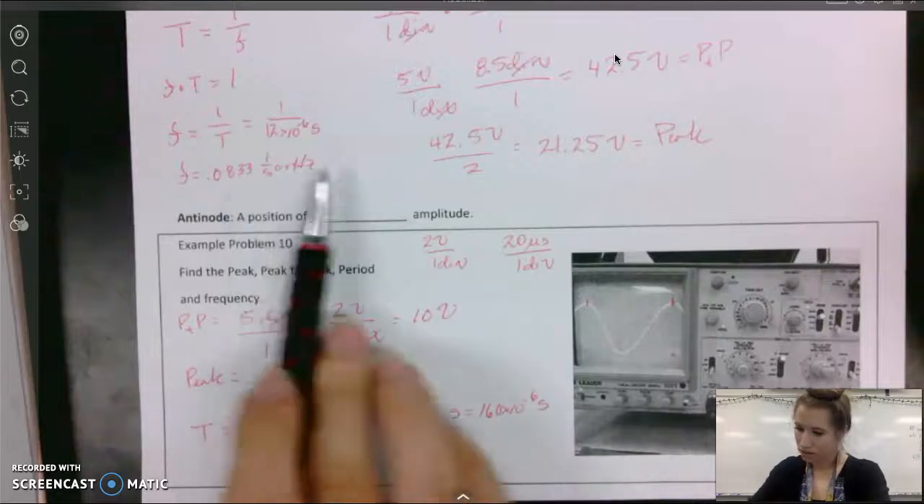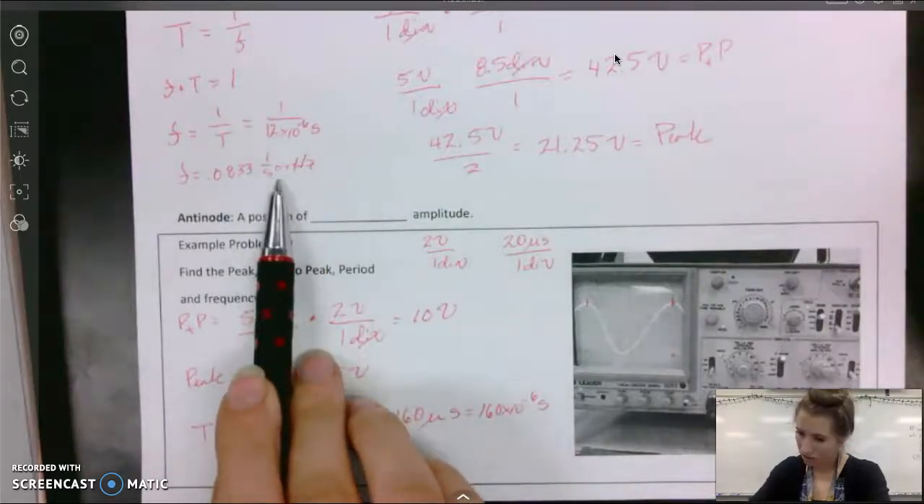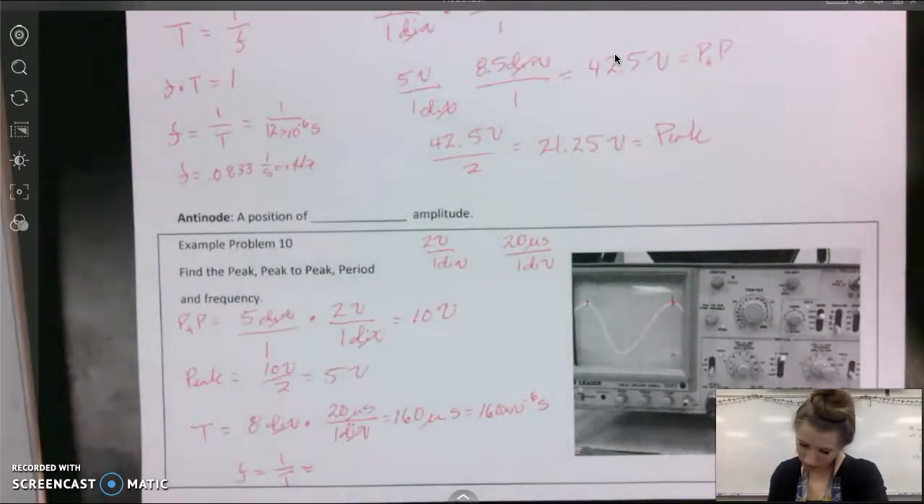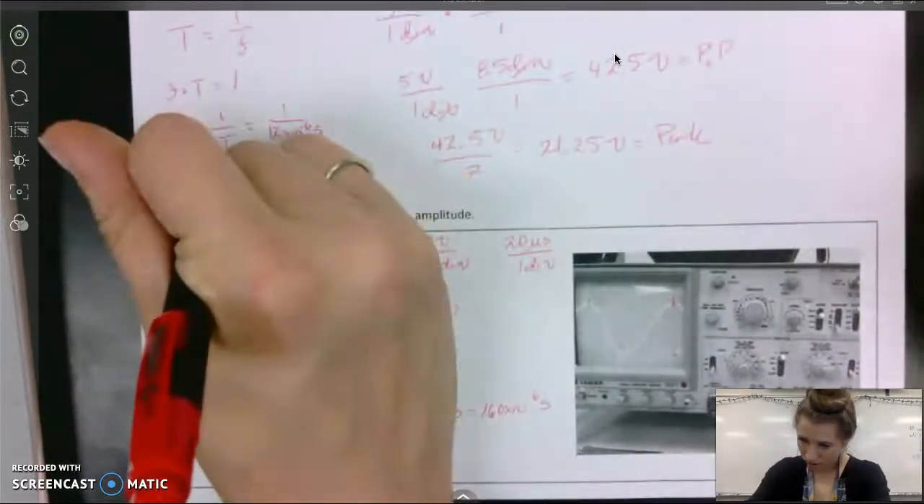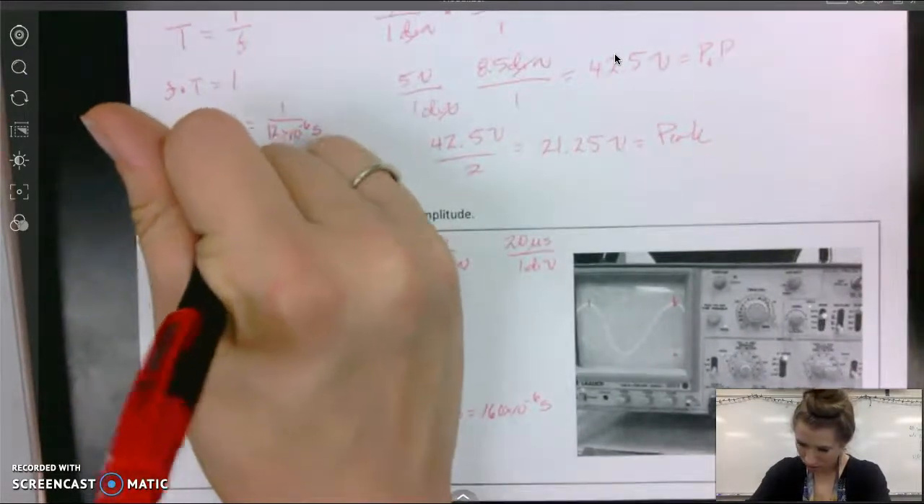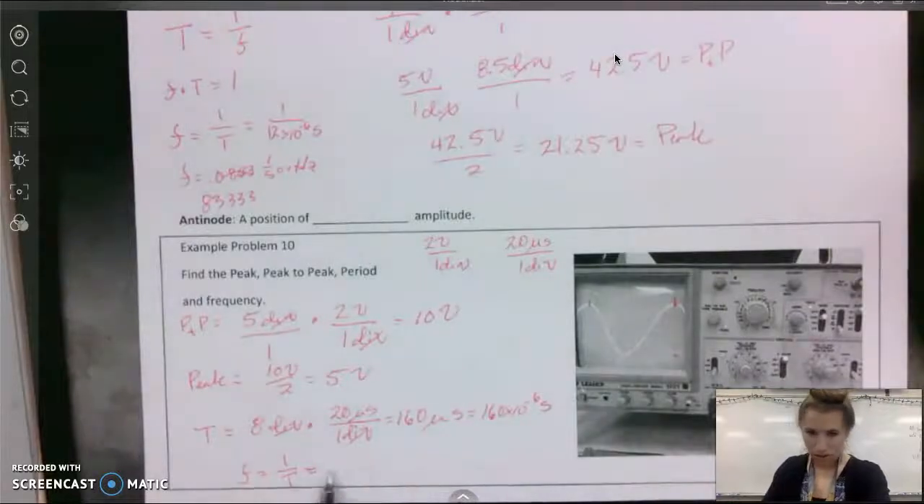Oh, sorry. I was just looking at this. I forgot to do the times 10 to the negative. Divided by 12 times 10 to the negative 6. So this is much bigger than that. This is 833 hertz.